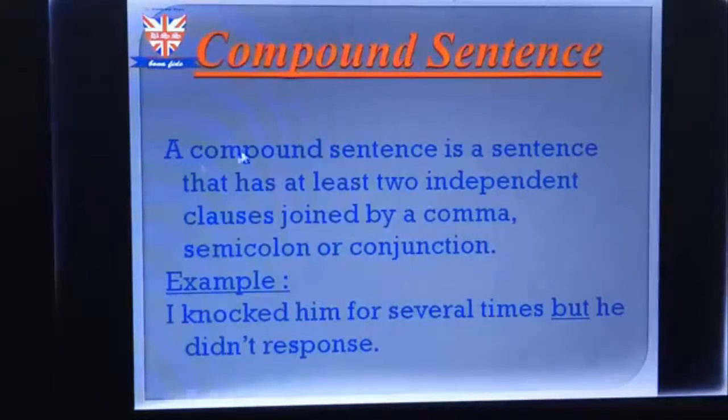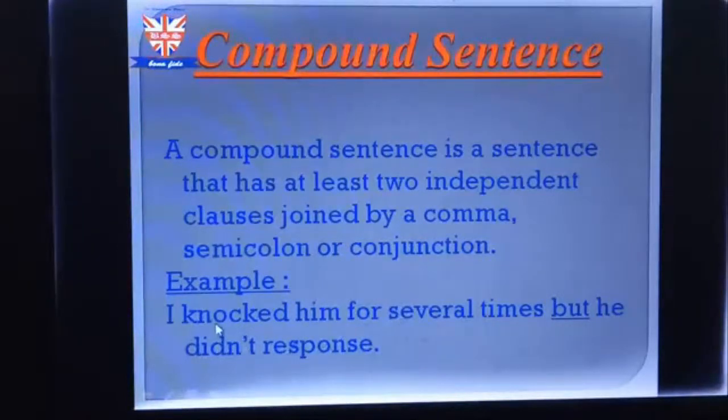You can see a compound sentence is a sentence that has at least two independent clauses joined by a comma, semicolon, or conjunction. So what have we understood? That at least two independent clauses should be there. Independent clause means two complete sentences. So let's see the example: I knocked him several times, but he didn't respond.